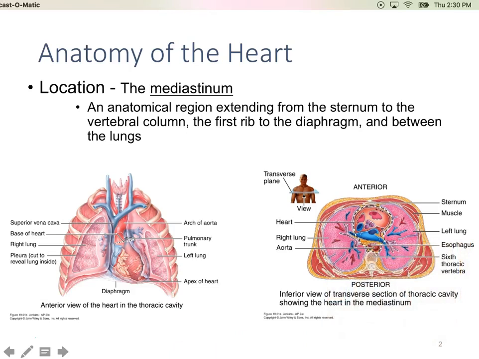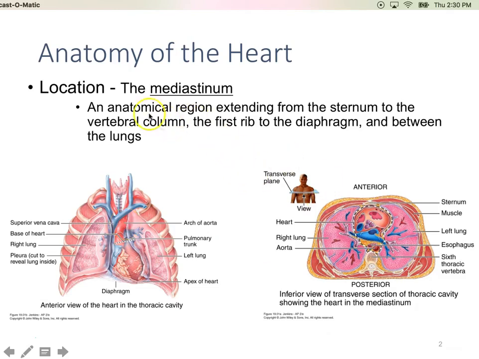All right, so the anatomy of the heart. We find the heart in a region of the chest cavity called the mediastinum. Basically, in the chest cavity you have your two lungs and the heart is sort of in between them. That area is also occupied by some blood vessels, which you can see in this image. There's some blood vessels, your esophagus, your aorta, and basically that's the mediastinum.